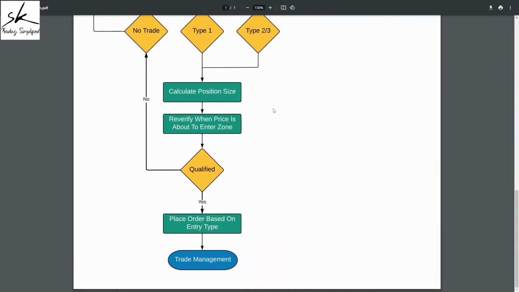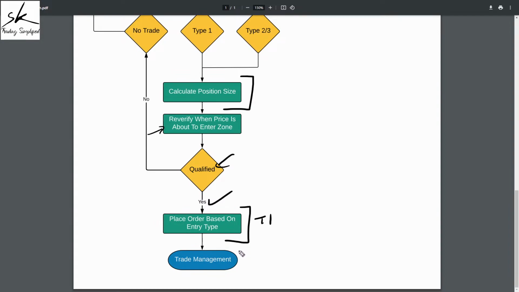Next, no matter how high the quality or the probability, any trade can be a stopped out trade. So we need to be ready for the worst case scenario, for which we'll do a proper position size calculation. Whenever the prices are back, we'll have to re-verify, because markets are not static. Markets are dynamic. Conditions are changing almost every other second. So you'll have to re-verify whether it qualifies based on our trade plan or not. If it qualifies, we'll place our order based on the entry type, in this case a type 1 trade.